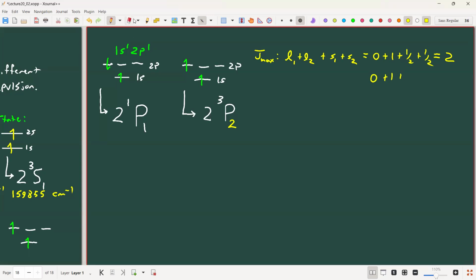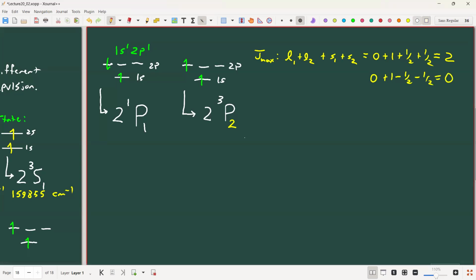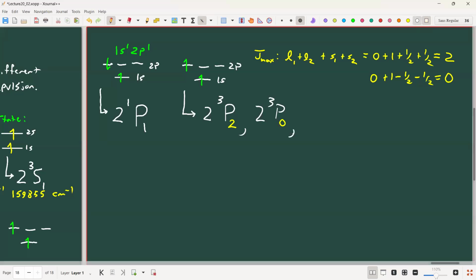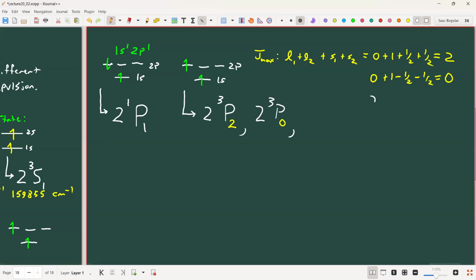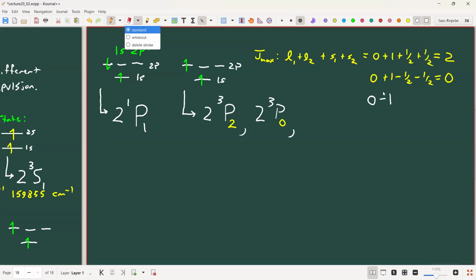And it can be 0 plus 1 minus 1/2 minus 1/2. That would be 0. Right? So there's an additional state, the 2, 3p 0 state. And then the final state would be 0. Let me think of how I calculate this. So that would be the 0 minus 1. No, sorry. How do we get that?